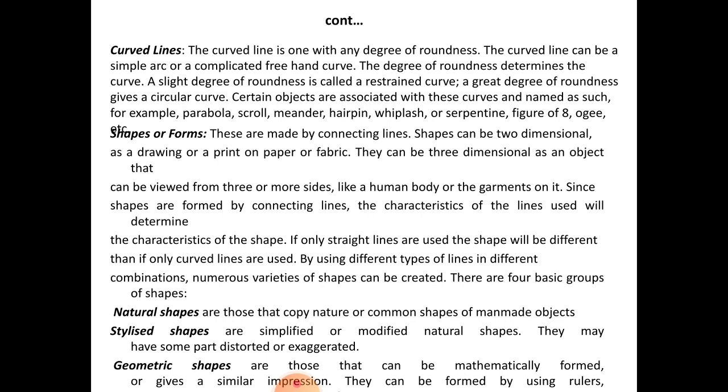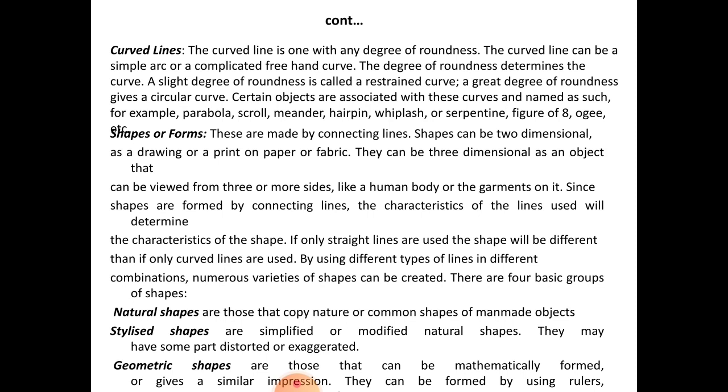Since shapes are formed by connecting lines, the characteristic of a line used will determine the characteristic of a shape. If only straight lines are used, the shape will be different than if only curved lines are used. By using different types of line in different combinations, numerous varieties of shape can be created. There are four basic groups of shape.